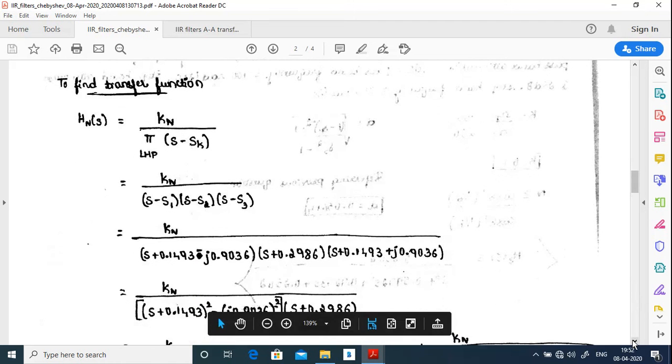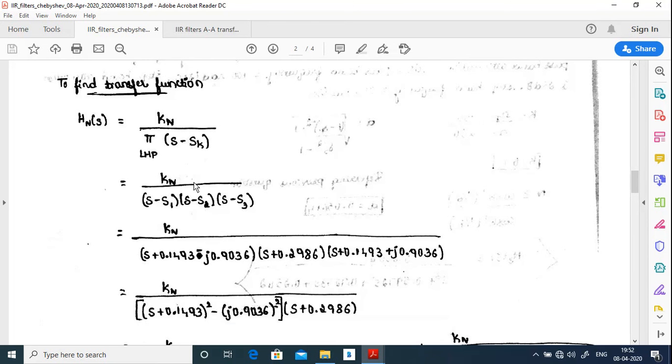So Kn divided by, now what is the value of order? It's 3. So you'll get 3 values of k, as I already mentioned, because we are designing a stable system. So we'll consider only those poles which will appear in the left half. It has been found that the first 3 values will appear in the left half, so I'll consider only those 3 poles. As a result, I'll get Kn divided by S minus S1, S minus S2, S minus S3, right?